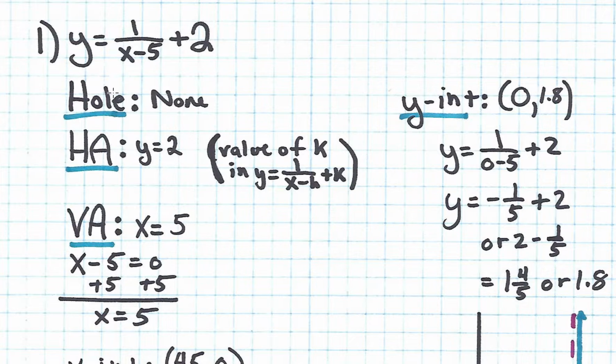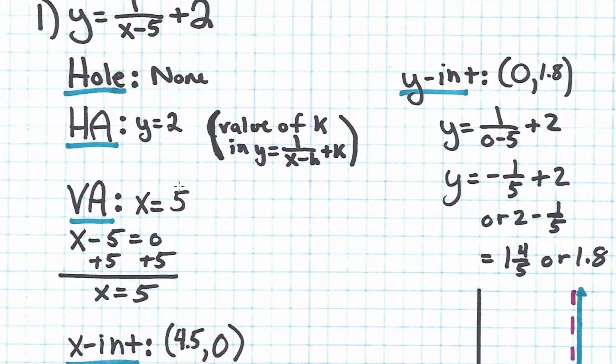So there's no hole in this particular case because we don't have any factoring going on where we can cancel things from the numerator and denominator. So we don't have to worry about that here. There is a horizontal asymptote. When we're in this transformational form, remember this number on the outside dictates our horizontal asymptote. So since our parent function has been moved up k units, in this case k equals 2, your horizontal asymptote is at y equals 2.